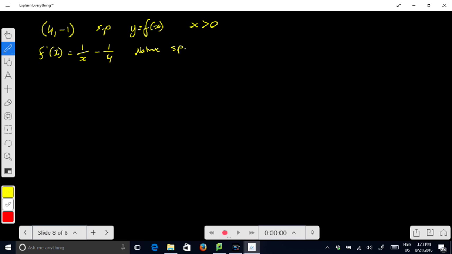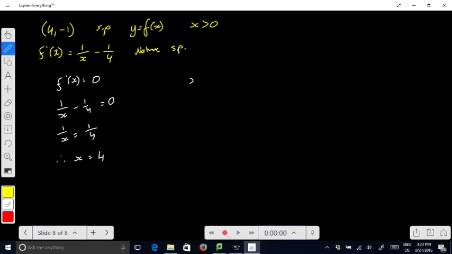So we know that f dash of x is equal to 0 for a stationary point. So at what value do we get that? Well, 1 over x take 1 over 4 equals 0. We get 1 over x equals 1 over 4. So therefore x has to be equal to 4.